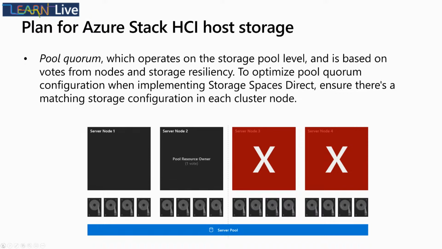We need the majority of the node votes in the cluster to stay up and running. We also need the pool quorum. So we need the majority of the disk drives to keep the pool online. And depending on the number of nodes and disks you have, you can calculate how many simultaneous failures you can survive to keep the pool quorum up and running.